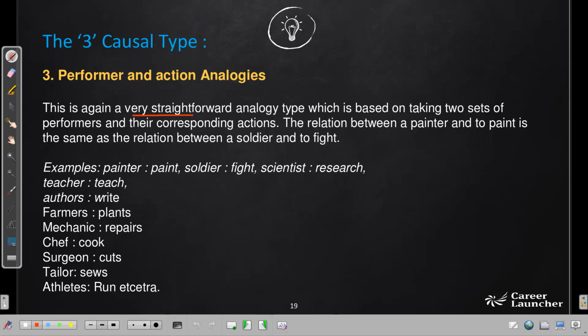So again, a very straightforward analogy, taking two sets of performers and their corresponding actions. For example, the relation: a soldier is to fight. Again, go with the obvious or the designated action of the person. For example, painter paints, soldier fights, scientist researches, teachers teach, authors write, farmers plant or grow, mechanics repair, chef cooks, surgeon cuts, tailor sews, and athletes run. So go with the main primary designated role or function of the performer.